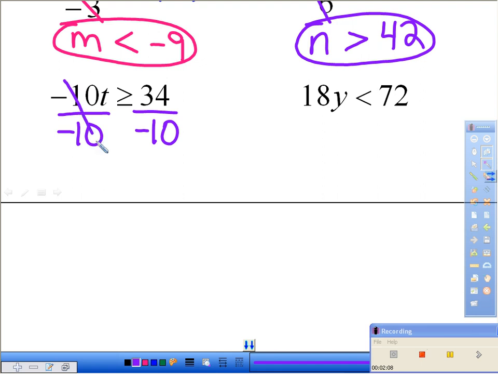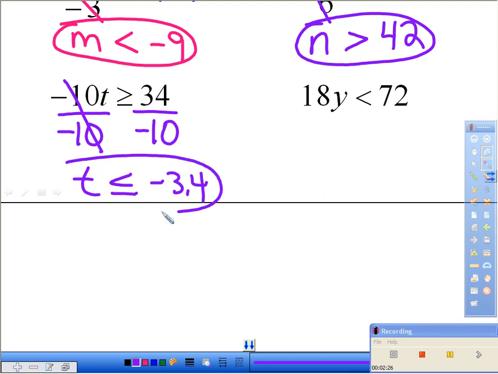So they cancel out on the left side. I'm left with t. On the right side, 34 divided by negative 10 is negative 3.4. Because I divided by a negative number, I need to reverse the inequality symbol in my answer. t is less than or equal to negative 3.4.